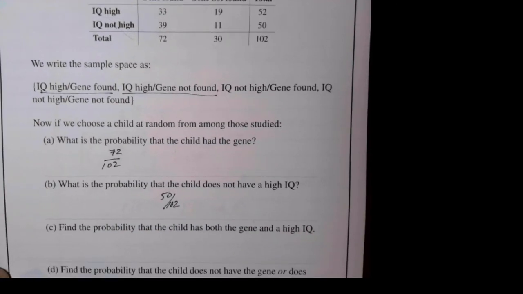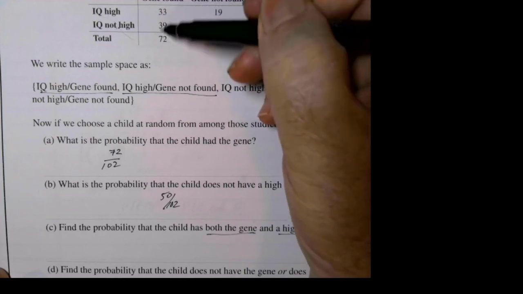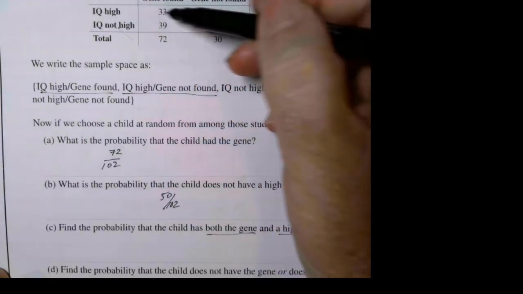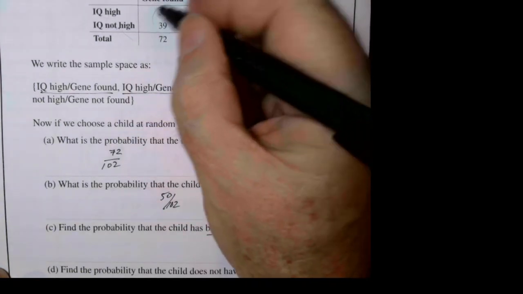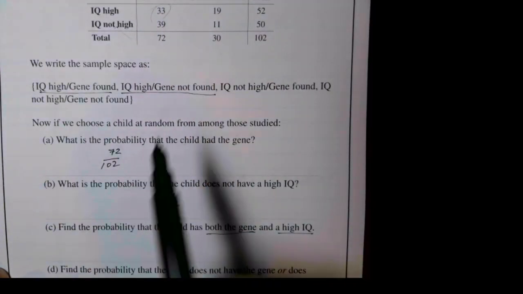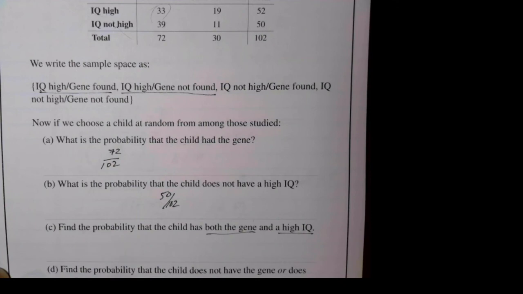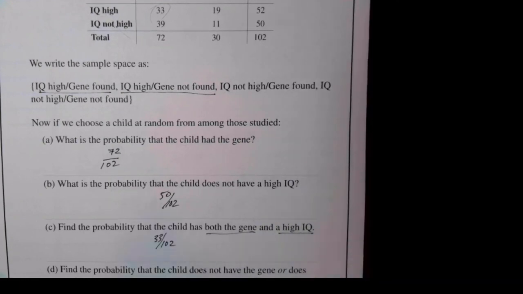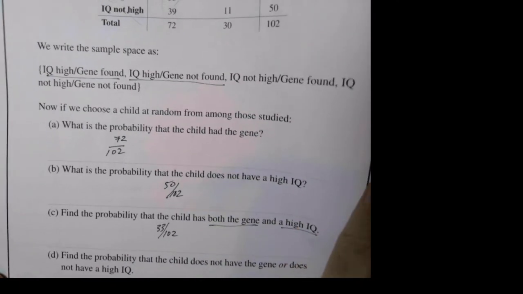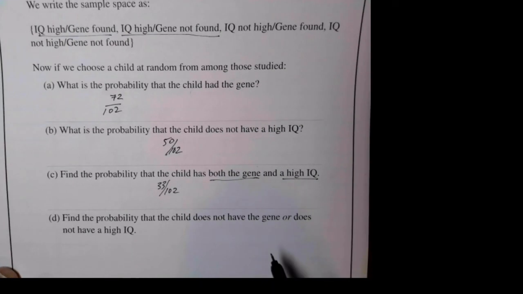What is the probability that the child has both the gene and a high IQ? Well, if you had the gene, you were in this column. If you have a high IQ, you're in this row. So it's those 33 right there. The probability, if you choose somebody at random from this study, that that person has both the gene and a high IQ was 33 out of 102. And finally, here's one that requires more thought. Let's find the probability that the child does not have the gene or does not have a high IQ.